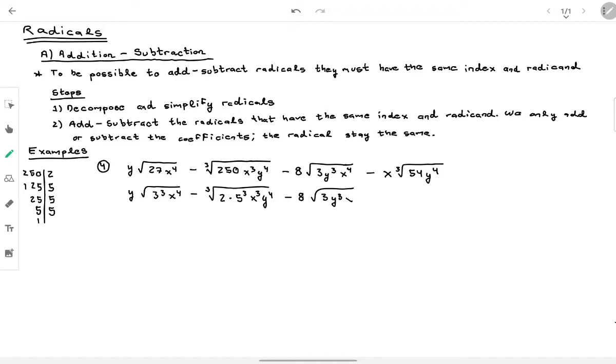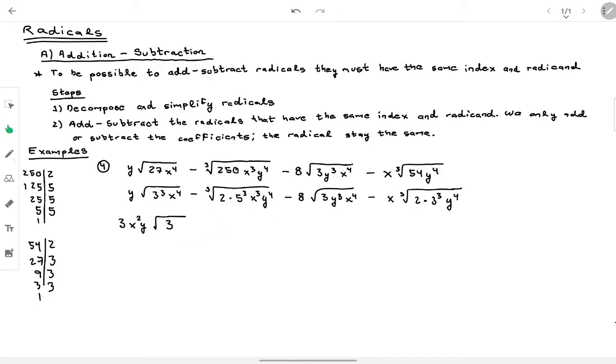3y cubed, x to the 4, minus x that multiplies the cubic root, and let's see the 54. 2, it's 27. 3, 9, 3, 3, 3, and 1. This one is going to be 2 that multiplies 3 cubed, y to the 4. So let's see. On the first one, we can take out a 3, we can take out an x, and in the inside part I will have only a 3. The x goes 2 times outside because 4 divided by 2 is 2. 3 divided by 2 is 1, and 1 is left inside.